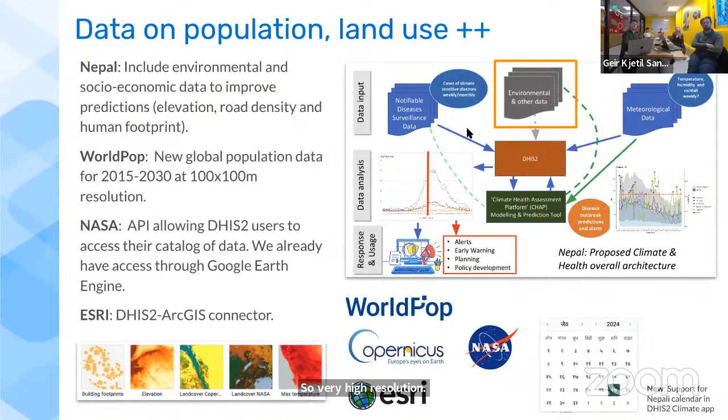NASA has also been approaching us. They would like to make an integration between their API and DHIS2. They have some interesting data sets, especially on land use. And I could also mention that Esri, the biggest commercial provider of GIS software, has made a connector. So you can export data from DHIS2 into the ArcGIS Esri platform and then use their range of tools. Yes. Next.